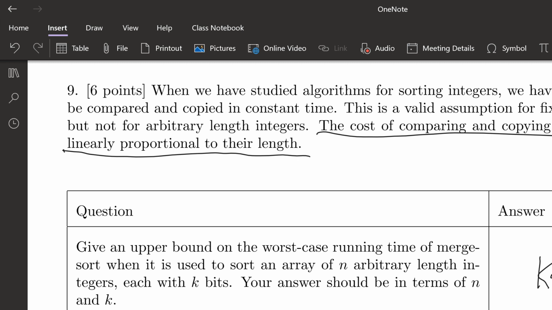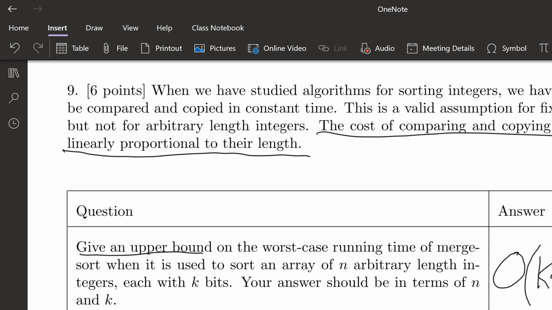So, okay, it says give an upper bound. I was trying to figure out where it said bound. So we can give an upper bound using big O. And so the answer to this one would be big O of k times n log n.